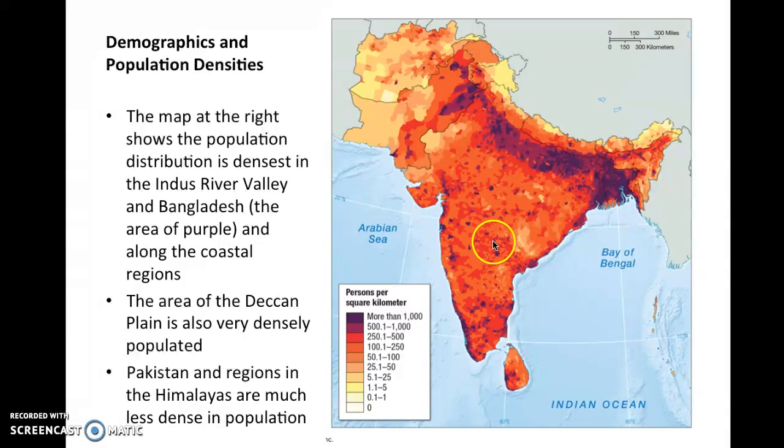I mean, even though this is the Deccan Plain here, it is still fairly dense if you look at it, 250 to 500 people per square kilometer, which is maybe 1,000 yards by 1,000 yards. So think about that. The area of the Deccan Plain is densely populated. Pakistan and regions in the Himalayas are much less dense. Part of that is because they're more deserty. These are more isolated. But even here in the Himalayas, you see, even along here in the foothills, is very dense population.